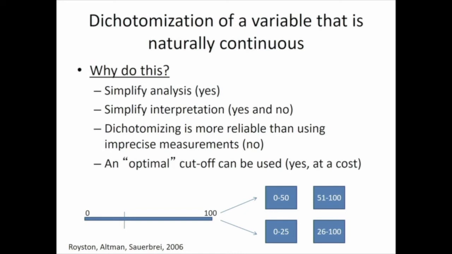Some people think that dichotomizing a variable makes it more reliable, and this is absolutely not true. By dichotomizing a variable, you're not making it more reliable. You're making it less powerful, but you're not making it more reliable. And then some authors will say an optimal cut point can be used. It can, but anytime you put an optimal cut point from these data, you make this analysis more sample dependent. It's much less likely to replicate in future samples. So you can find an optimal cut point, but it's difficult.